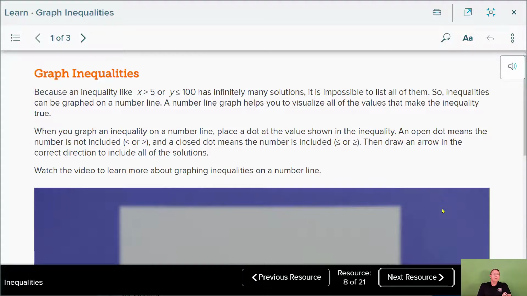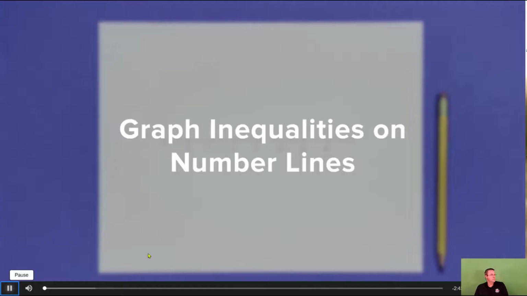Same thing now. You're going to use a closed dot if it's an or equal to, and if it's not an or equal to, then it's going to be an open dot. After that, you're going to draw an arrow in the direction to include all the solutions. We're going to watch this video to see exactly how it's going to be done. Graph inequalities on number lines.